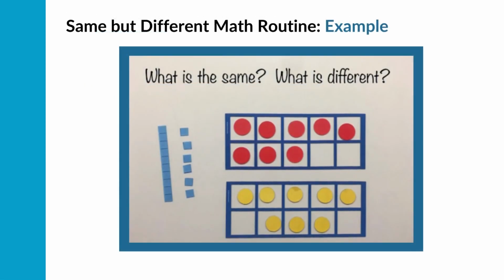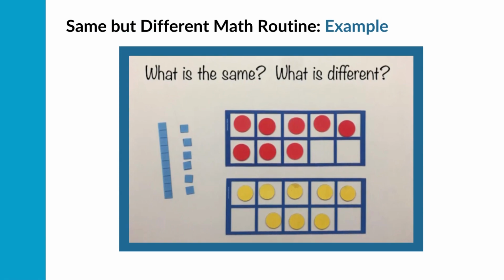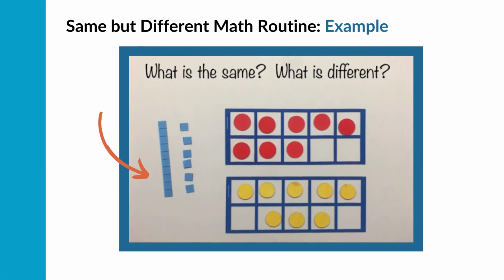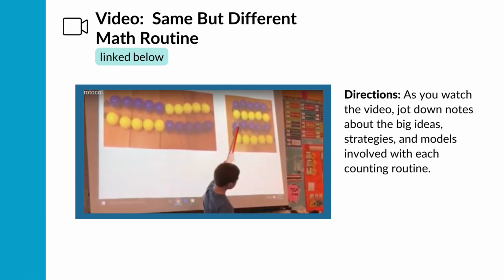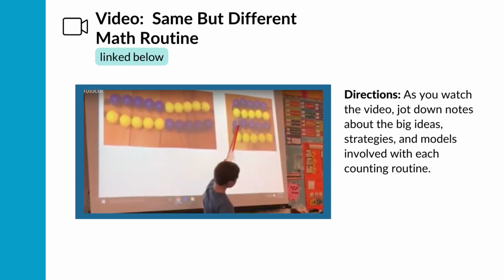Here is an example of an image a teacher might show at the beginning of the routine. A student might say the blue quantity or number has a 10 in it and the red and yellow quantities or numbers do not. This noticing can lead to a discussion about teen numbers and how they are composed of a 10 and some ones. It can also support students in connecting the 10-frame model to a base 10 model. As you watch the video, jot down notes about the big ideas, strategies, and models involved with the Same But Different number routine.